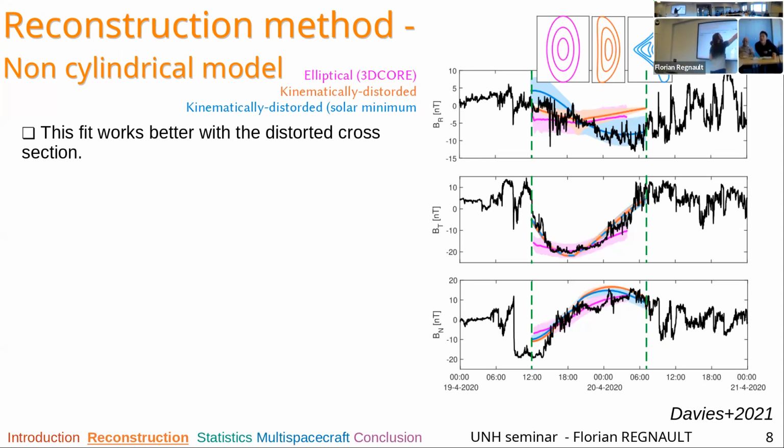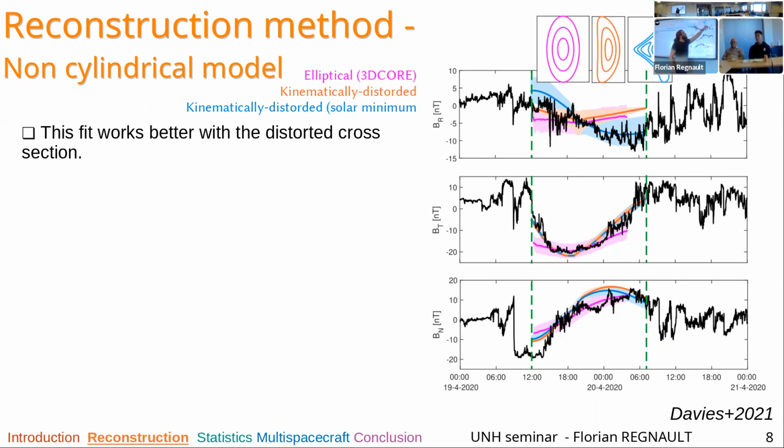And then if we see the result, you have three different shapes here. This time in purple, it's not a circular cross-section, it's an elliptical one, so that it allows you to have some compression of the magnetic ejecta. Then you can also have what we call the kinematically distorted shape, which could be due to interaction with the solar wind, where if you have some solar wind pushing just after the magnetic ejecta, you could have more compression at the back than at the front.